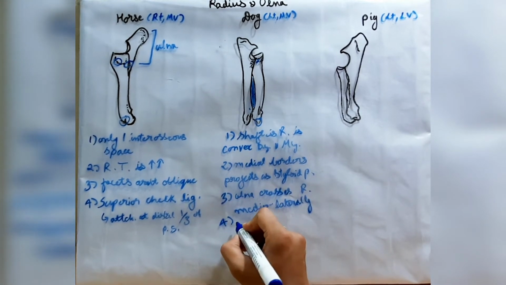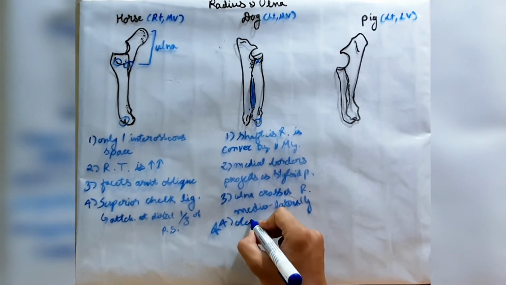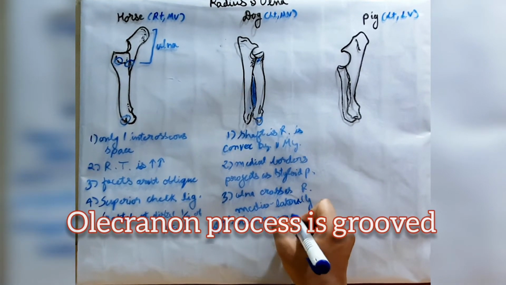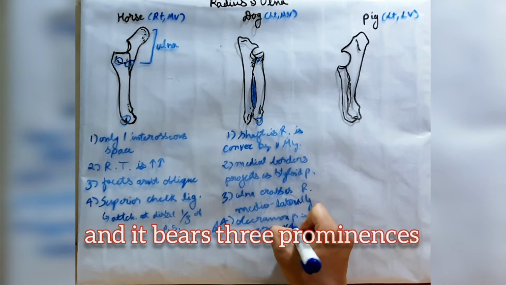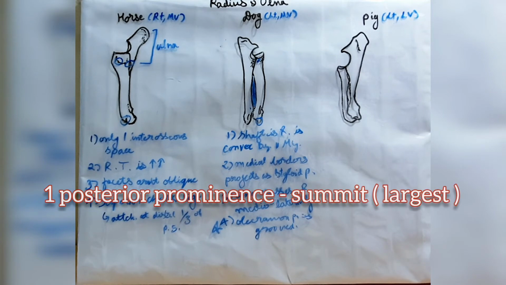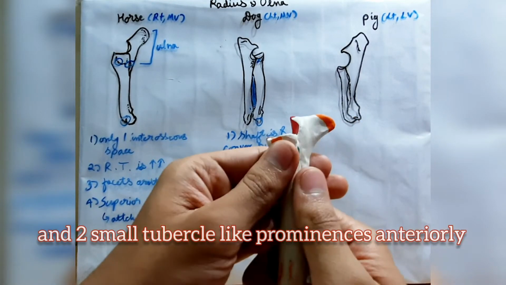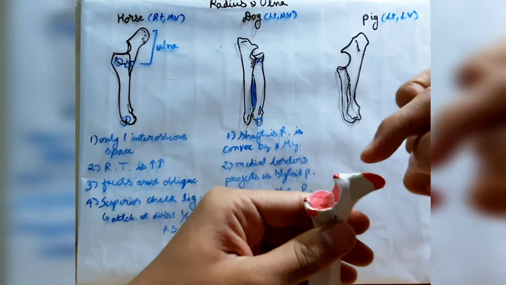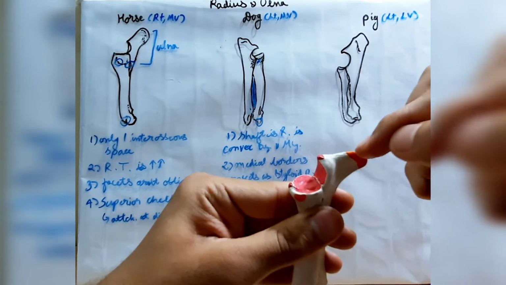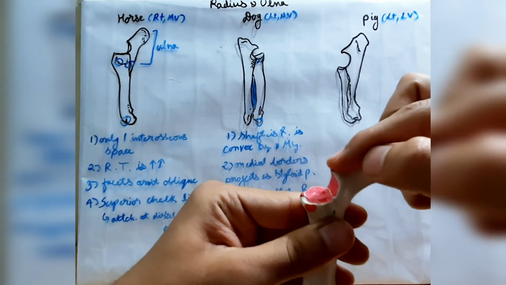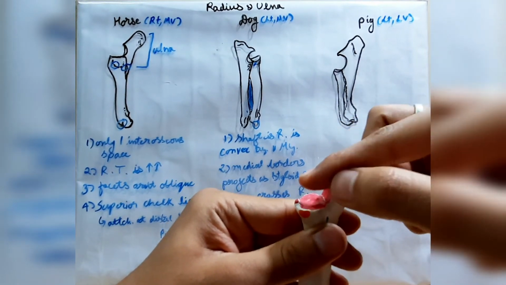Fourth thing is the olecranon process is grooved. This is a very important point in case of dog. The olecranon process is grooved and it projects 3 prominences. Again, I'm going to use this model. This is of ox, but I'll show you what I mean. Here you can see that this is just plain because this is of ox, but in case of dog there will be a groove directed craniocaudally, or you can say antero-posteriorly.